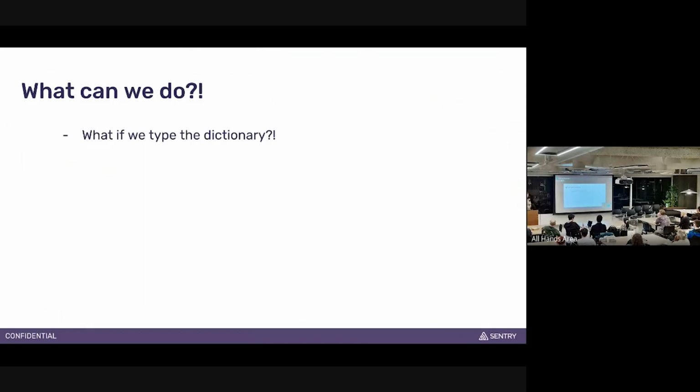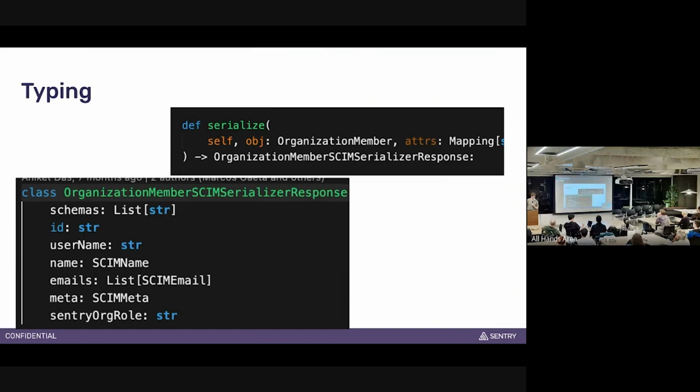But okay, what if we type the dictionary? What does that look like? We can use TypedDict, and if you just specify a return value of a TypedDict in the serialize function, that's pretty good. We're starting to work with something, and you can see how this could work. We use Python types, and maybe somehow we can turn that into OpenAPI JSON.